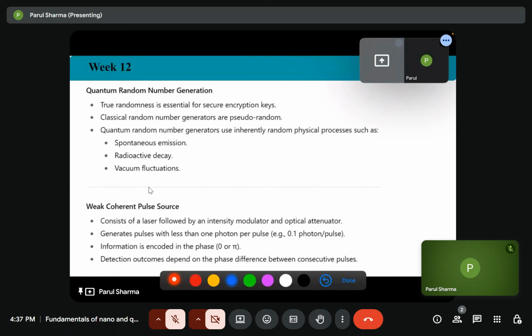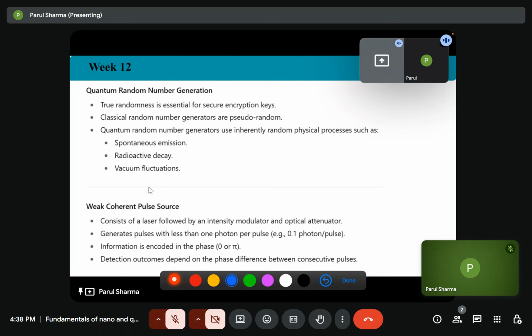Another part is weak coherent pulses, which will consist of a laser followed by an intensity modulator and optical attenuator that will generate pulses with less than one photon per pulse. So which will give us 0.1 photon per pulse that we have already understood the mechanism.